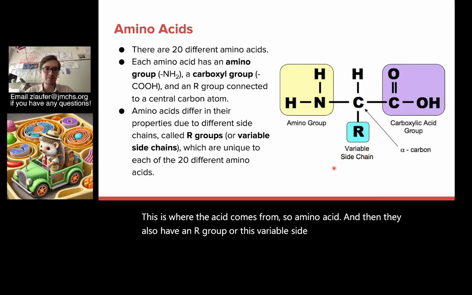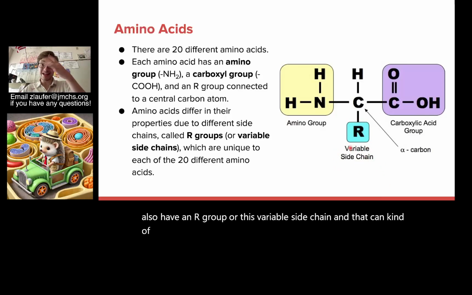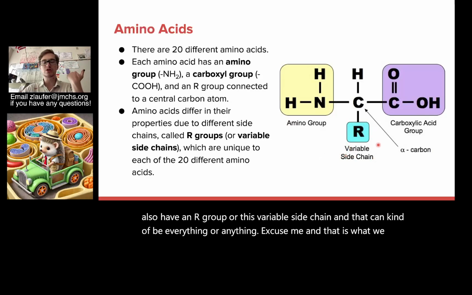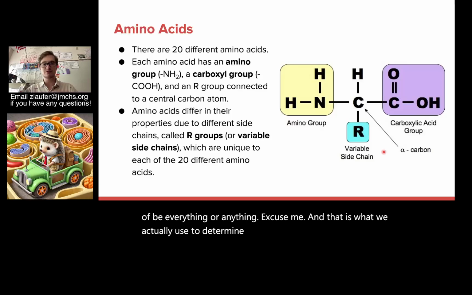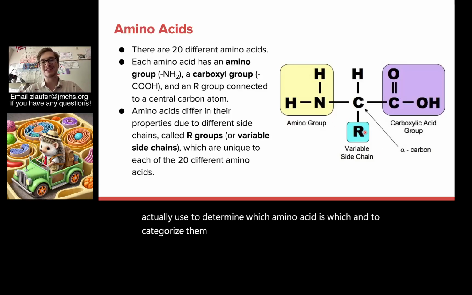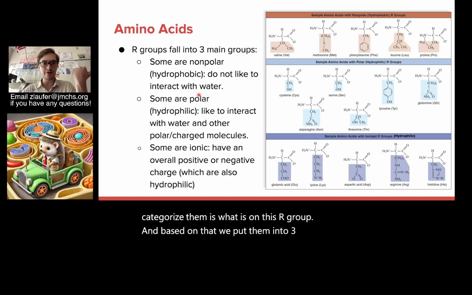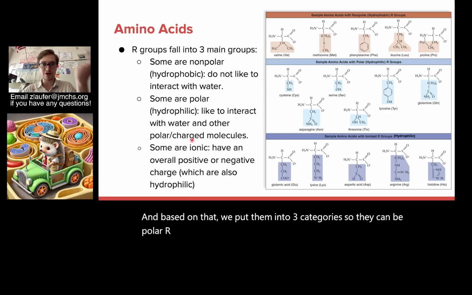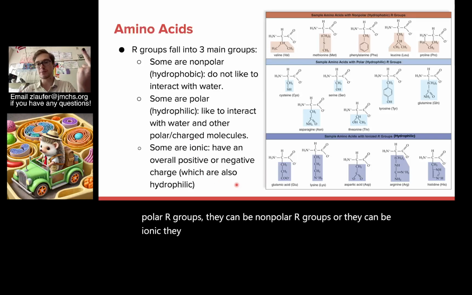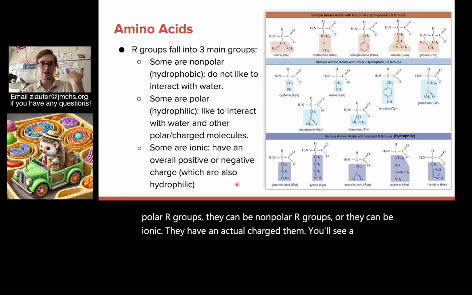And that can be anything, excuse me. And that is what we actually use to determine which amino acid is which and to categorize them, what is on this R group. Based on that, we put them into 3 categories. So they can be polar R groups, non-polar R groups, or they can be ionic. They have an actual charge to them. You'll see a plus or a minus in there.